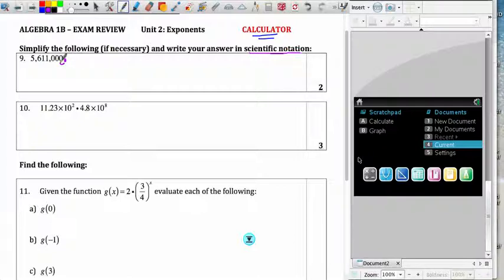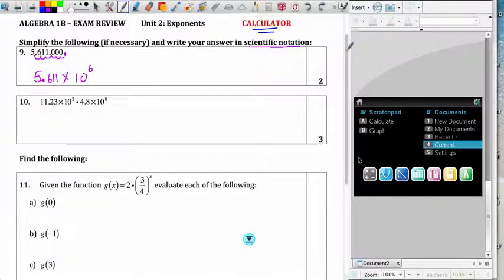Okay, so in this case what I'm doing is I have a decimal point over here. I'm going to move that 1, 2, 3, 4, 5, 6 places, and so I'm writing 5.611 multiplied by 10 to the power of the number of places I moved, 10 to the power of 6, and that is our scientific notation for the first part.